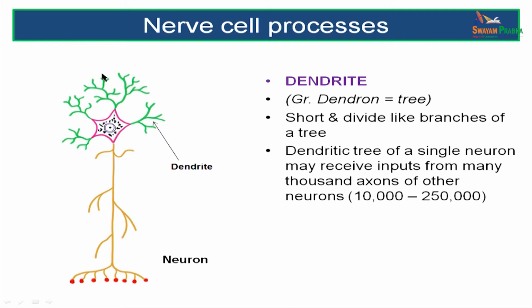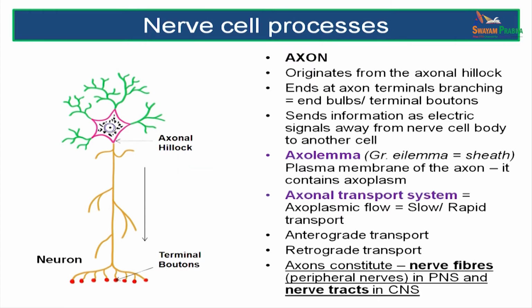Let's look at details of the dendrites. Dendron means the tree, and they are short like the tree branches, and these receive impulses from the periphery or from other neurons. They can receive as many as 10,000 to 250,000 impulses from other axons or neurons.